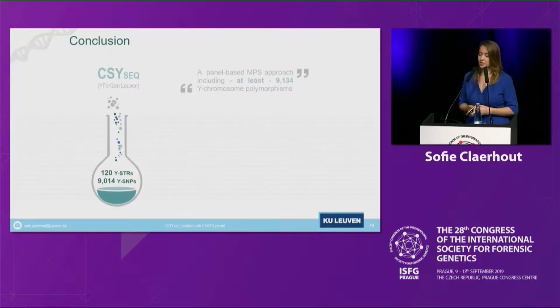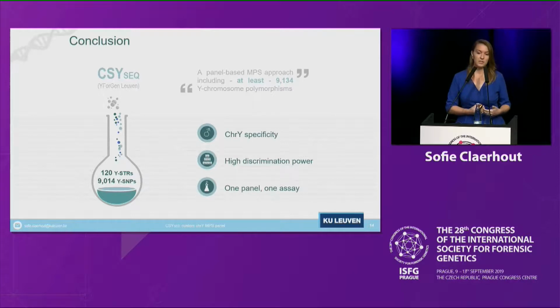Then on to my conclusion. Now we have this CSYseq targeting a lot of interesting Y chromosome markers, so a huge amount of STRs and SNPs, and data analysis is still ongoing. But for now, our panel has a high Y chromosome specificity, so that means ease of interpretation for mixed female-male DNA samples. We have a high discrimination power according to the different mutation rates to discriminate between related and non-related males. And this all together in one panel, in one assay, and in one protocol, getting as much information as fast as possible.